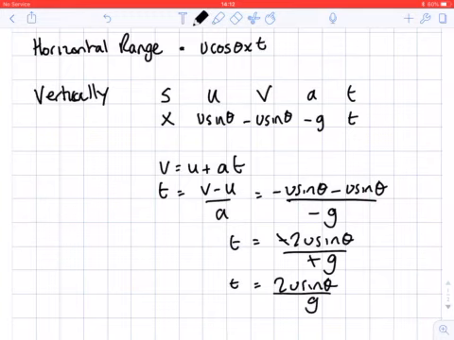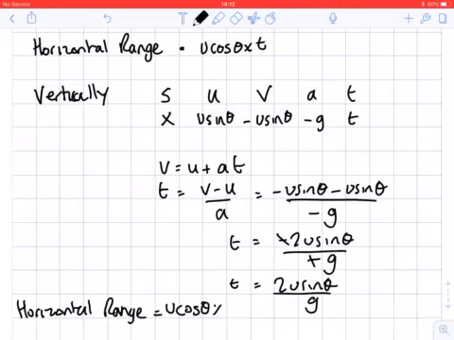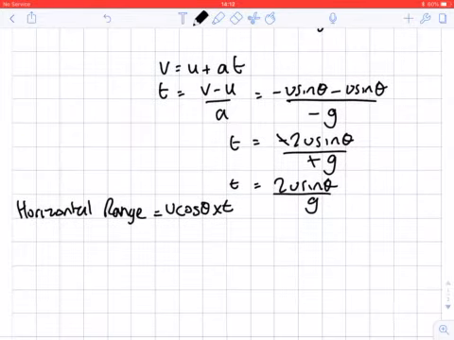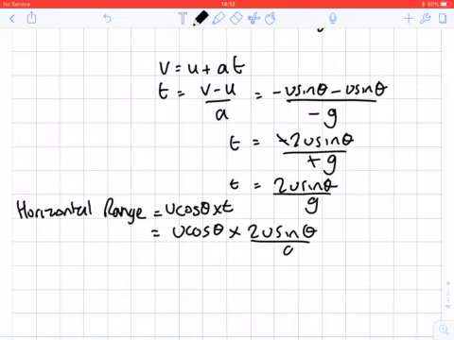Now, that's the time taken for the object to be projected and then land back at Earth again, which is also the time we need to find the horizontal range. Now, if you remember, the horizontal range was given above as u cos theta times t. So now I have my t value of 2u sine theta over g, so I'm going to sub that in, giving me u cos theta times 2u sine theta over g. Simplifying that up, I get 2u squared sine theta cos theta over g.